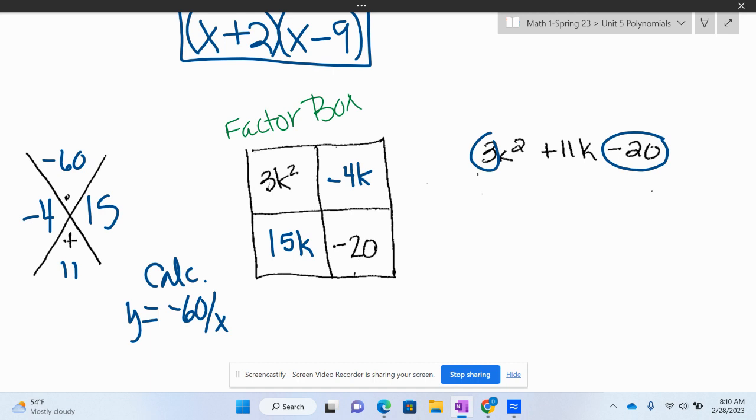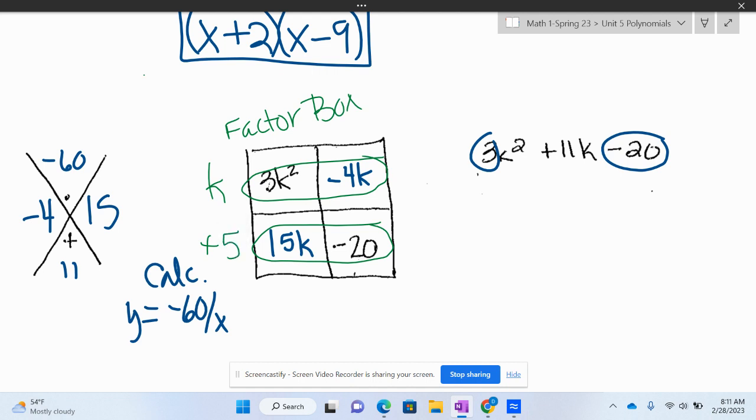So when you use a factor box, you are going to look for the greatest common factor in the rows and in the columns. So let's look at the rows first. What is the greatest common factor in this row between 3k squared and negative 4k? A k. Yeah, that's the only thing that I can take out, a k. Let's look at the next row. What is the greatest common factor in this row? A 5. And it's going to be a positive 5. And I'm going to tell you why in a second.